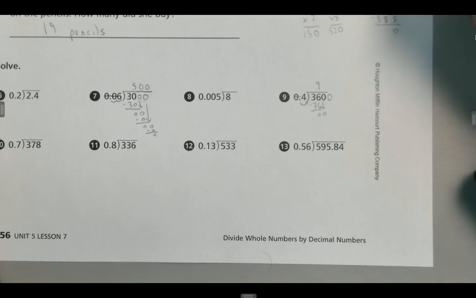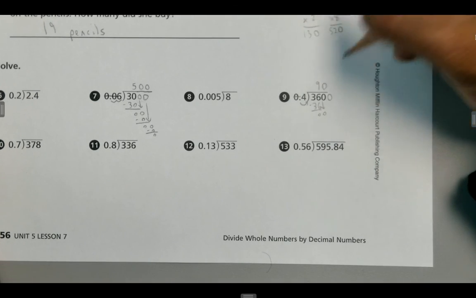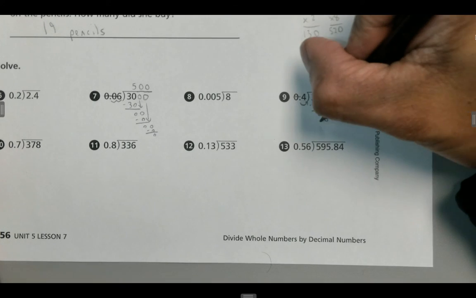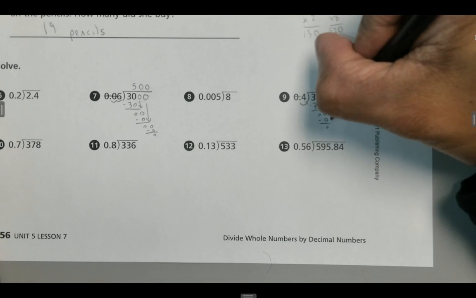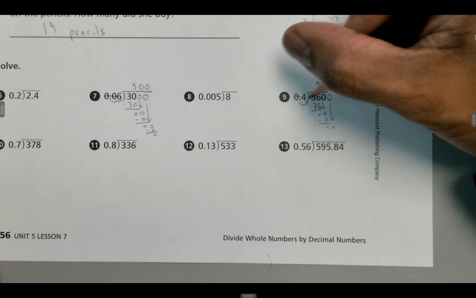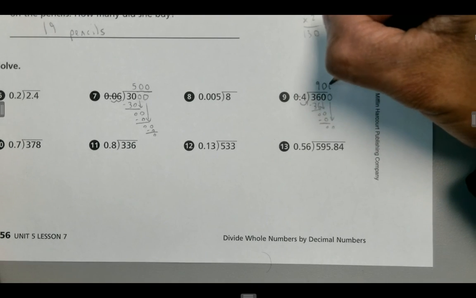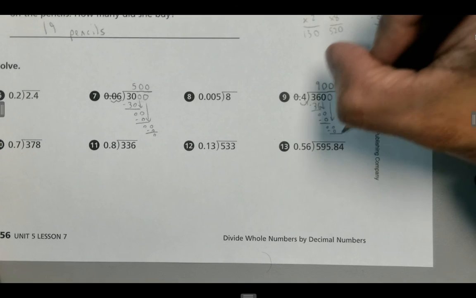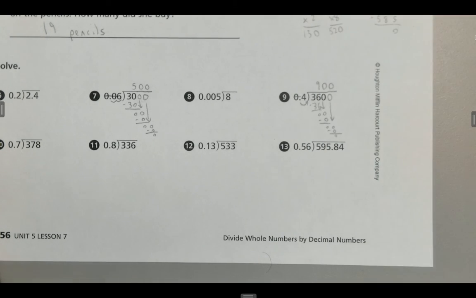Subtract, bring down. 4 goes into 0 0 times. 4 multiplied by 0 is 0. Subtract, bring down. Again, 4 goes into 0 0 times. 4 multiplied by 0 is 0. And nothing to bring down and nothing left over.